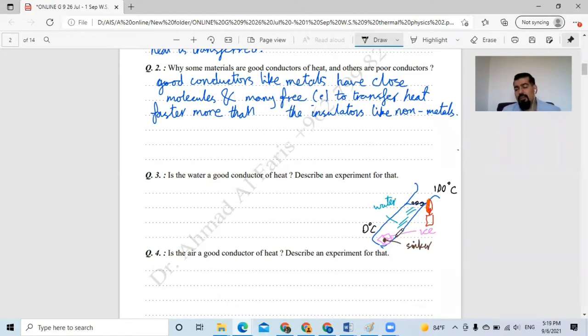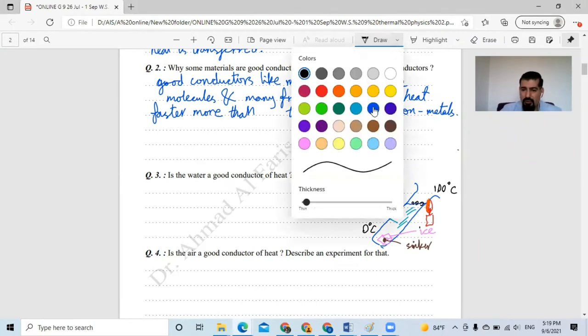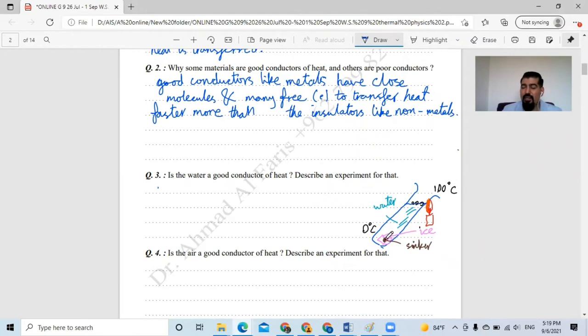Why does the ice take a long time to melt? Because water is a good or poor conductor for heat? Water is a poor conductor for heat. So because water is a poor conductor for heat, it takes a long time to heat up. By doing this experiment, I can make sure that water is a poor conductor for heat, because the ice takes a long time to melt, as it gains heat from the surroundings, not transferred through the water. So water is a poor conductor.